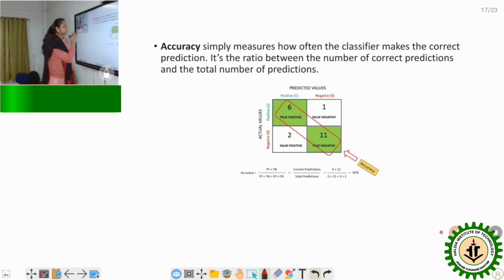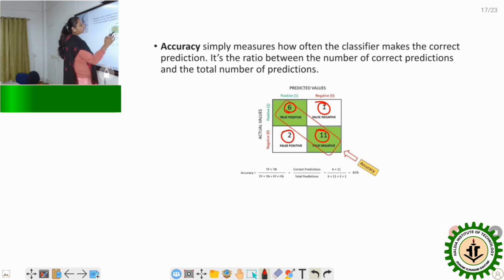Suppose in this category we have 6 instances here. Here is 1, here is 2 and here is 11. That means we have the actual positive value 2 and we have predicted these 6 as a true value. The accuracy is TP plus TN divided by TP plus TN plus FP plus FN. What do you mean by that? That means how many values we have treated correctly by the total number of observations.